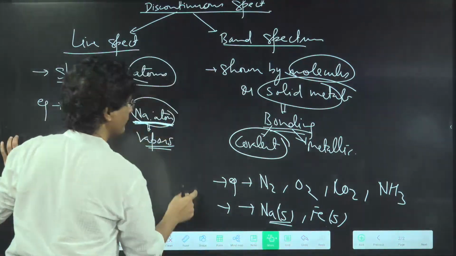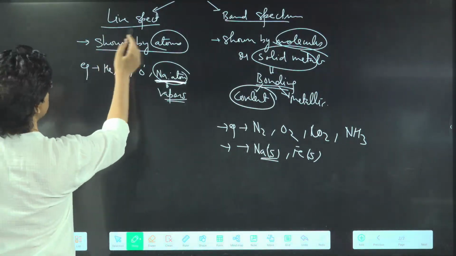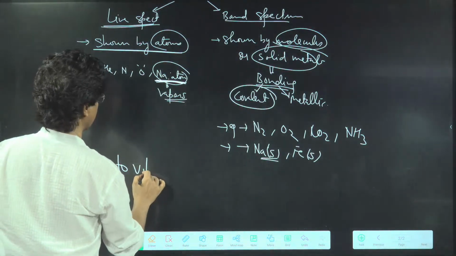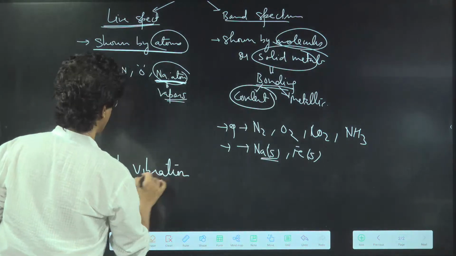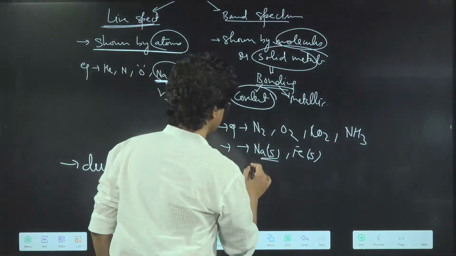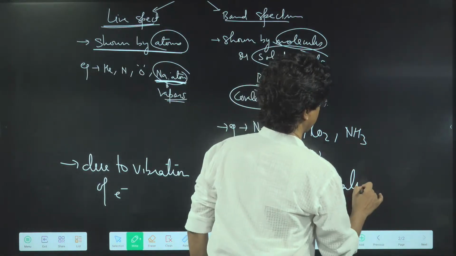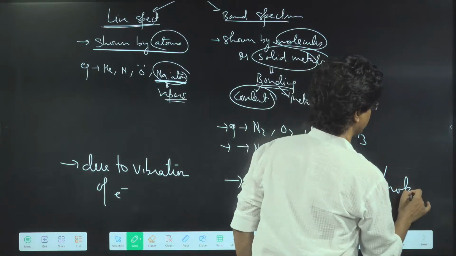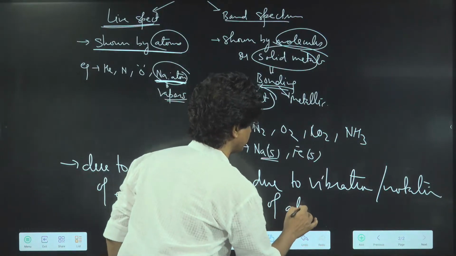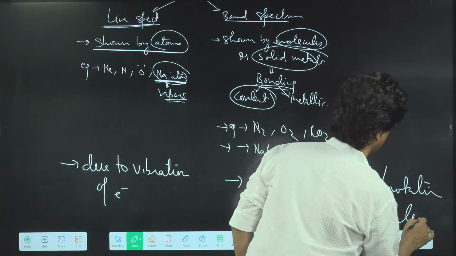Okay, now one more thing. This line spectrum shown by atoms is due to transitions of electrons, while this is due to vibration, or you can say rotation, or any movement, any acceleration of atoms in the molecule.